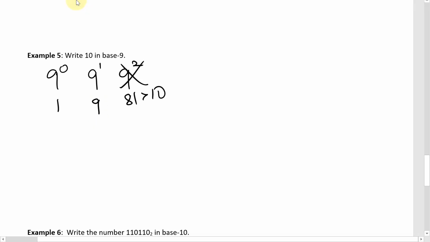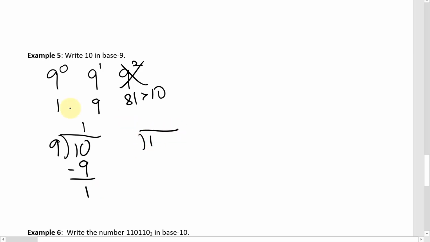Begin with the largest power of your base that you need that's less than or equal to the value you're converting, which is in this case 9. So we'll say 9 goes into 10 how many times? How many 9s do you need to make a 10? And the answer is just 1. 9 goes into 10 one time. 1 times 9 is 9. Subtract, you get a remainder of 1.